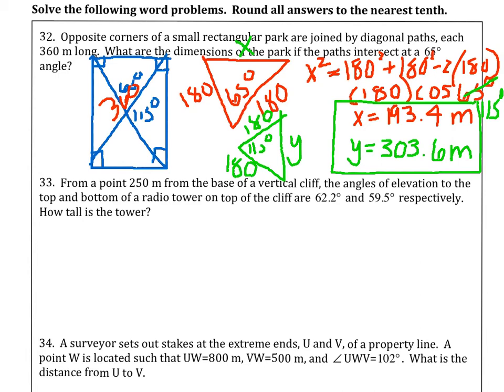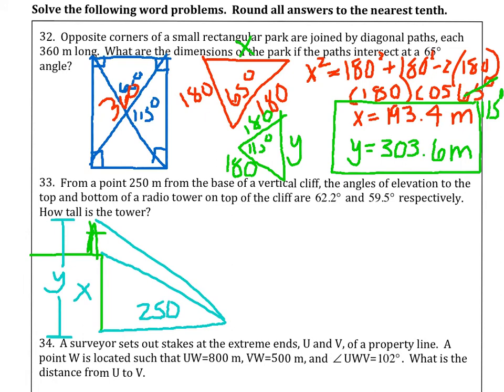Now moving on to 33. 33 is actually very similar to the problem that we did in our trig trek where we were trying to find the height of the ladder. And what shows me that is the fact that I have these two different angles of elevation. So I'm going to start by going ahead and drawing out our picture.